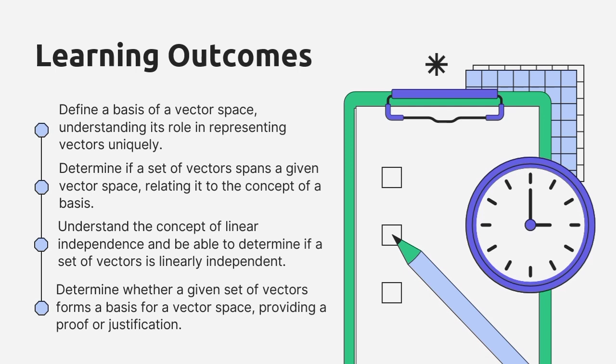Before we start our discussion, let's have first our learning outcomes. This will be our roadmap for our discussion. First, define a basis of a vector space, understanding its role in representing vectors uniquely. Second, determine if a set of vectors spans a given vector space, relating it to the concept of a basis. Third, understand the concept of linear independence and be able to determine if a set of vectors is linearly independent. Fourth, determine whether a given set of vectors forms a basis for a vector space, providing proof or justification. I hope you are all excited for our discussion. Let's go!